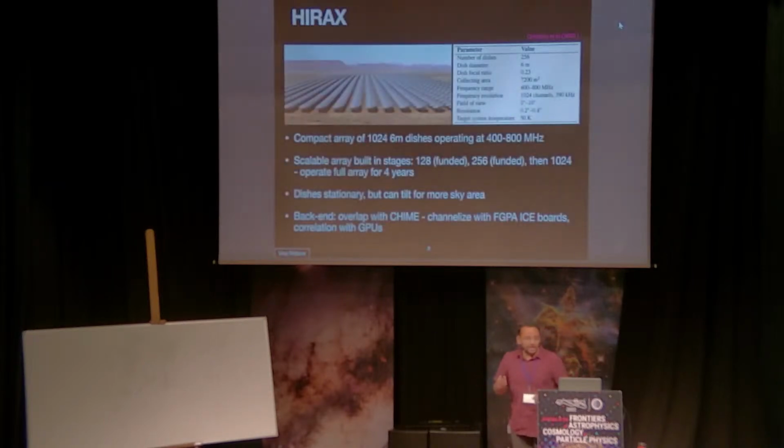The experiment HIRAX is to be built with these challenges in mind. It is to be a compact array of 1,024 dishes, operating at 400 to 800 megahertz, and currently the 256 array has been funded. It will be located at the Karoo site, the same site as SKA in South Africa. The dishes are stationary, but they can tilt for more sky coverage.